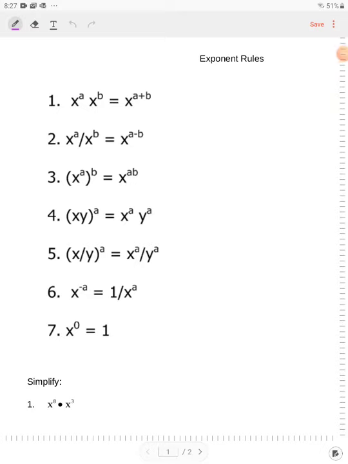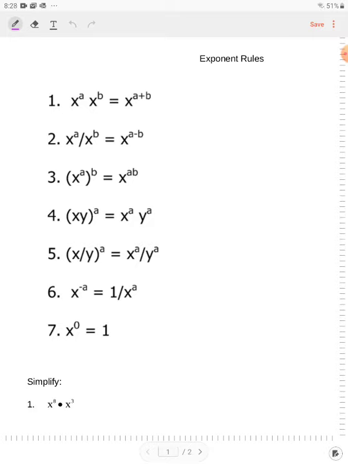This lesson is on the exponent rules. We will first review our rules. If you have like bases and you have multiplication, x to the a times x to the b is equal to x to the a plus b. So the base stays the same and you add exponents.